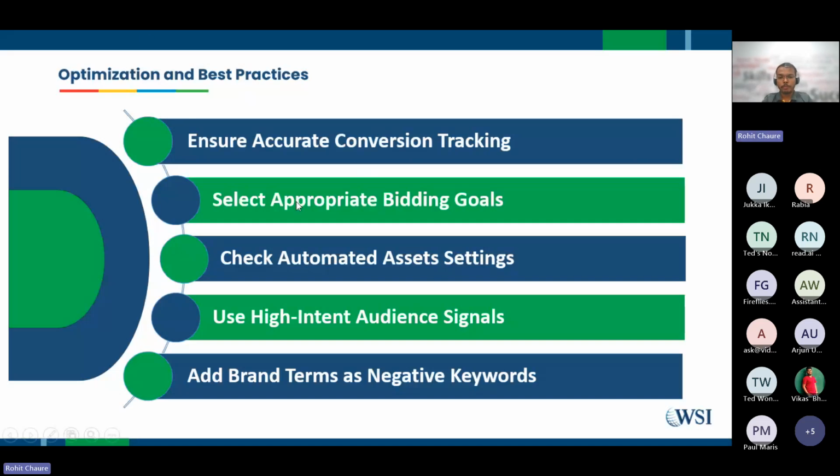Select appropriate bidding goals. Bidding strategy should be appropriate. Initially you should go with maximize conversions if it is lead generation, so that you'll get a proper track of it, and AI would analyze the user behavior, and based on that it would give you the result based on the bidding strategy.